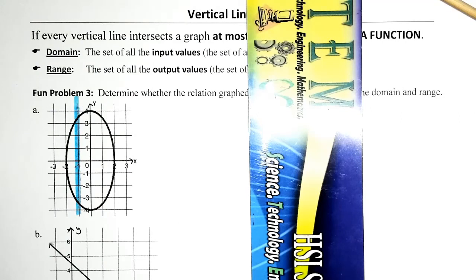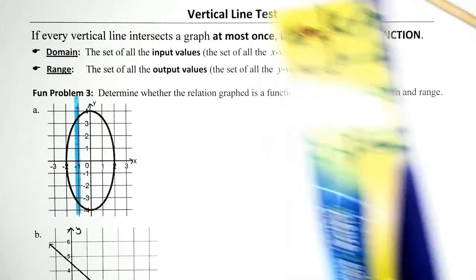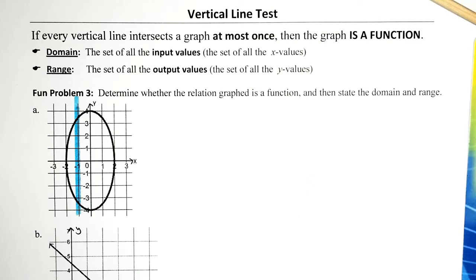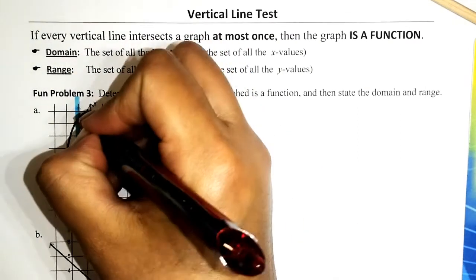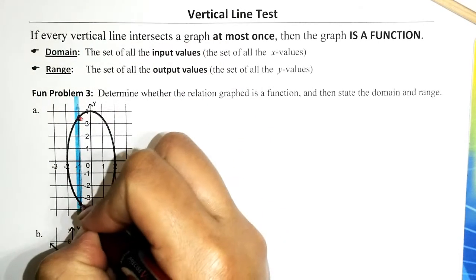Unfortunately, this graph does not pass the vertical line test. Why? Because my vertical line intersected the graph at more than one place.